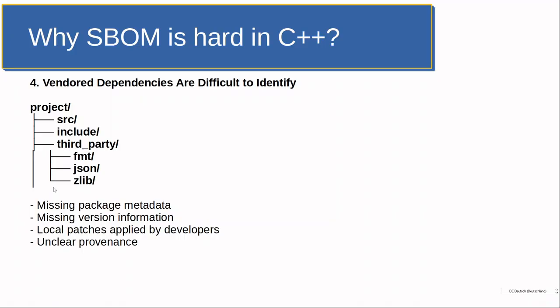That's why SBOM generation tools may need to infer component identity from file signatures, source code fingerprints, or heuristic matching. And these approaches are inherently less reliable.